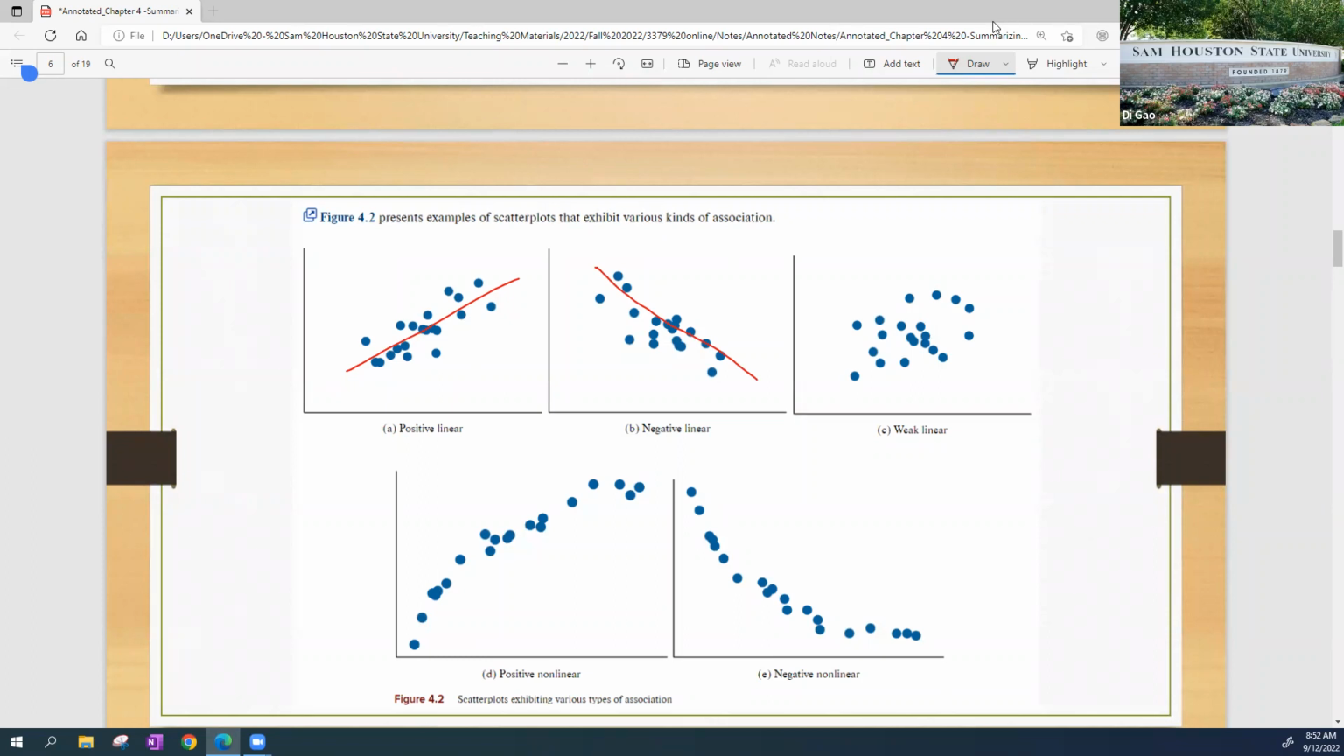And for this one, again, we can put a straight line here, right? The dots cluster around, no problem, it's linear, but the slope of the line is very small, right? It's not as steep as those two examples. So we say this is a weak linear.